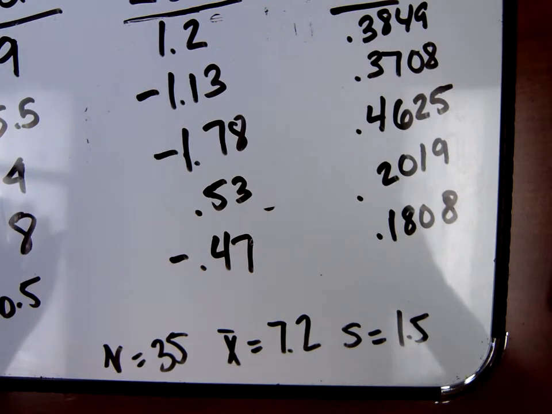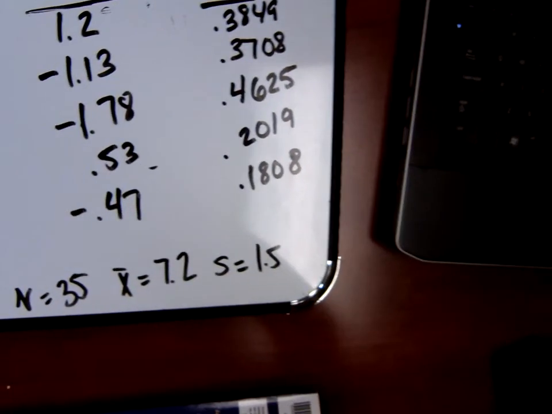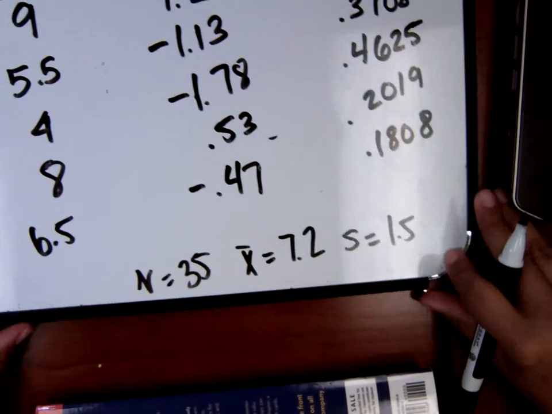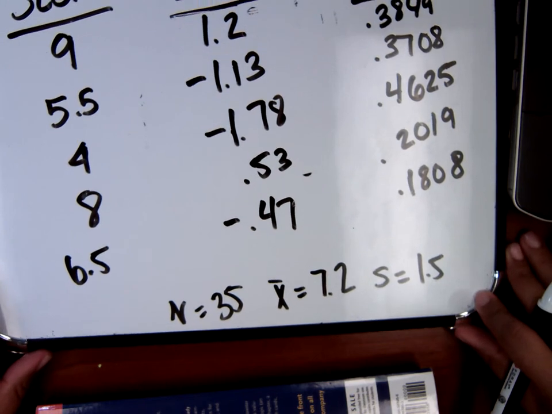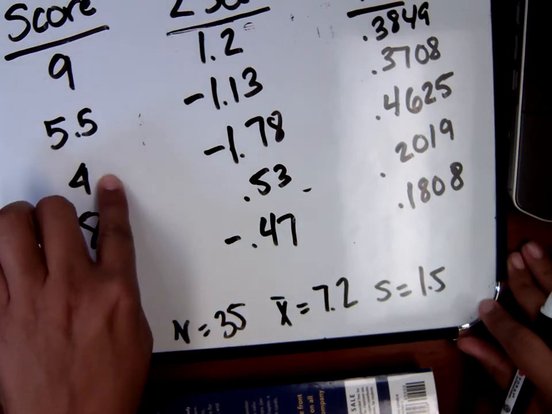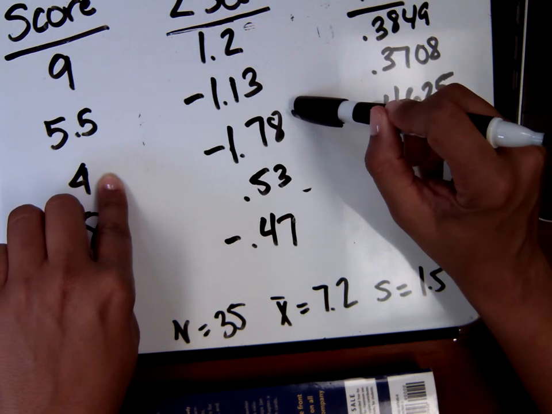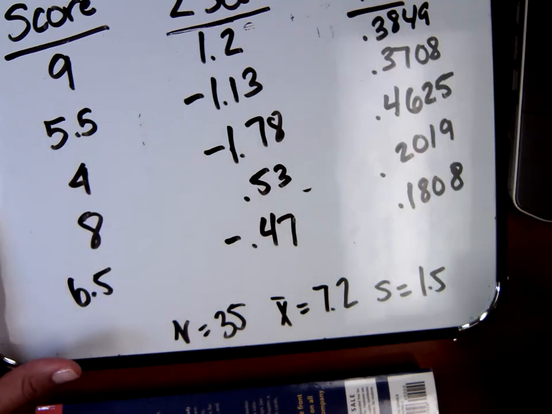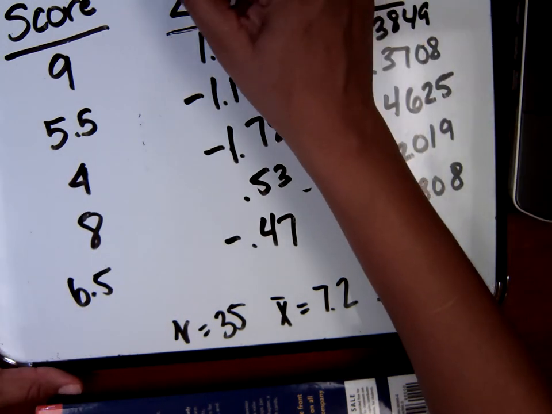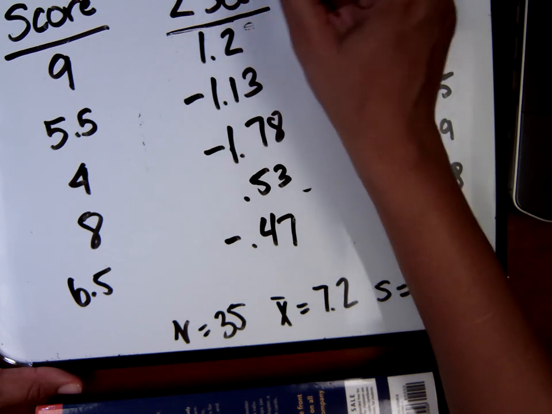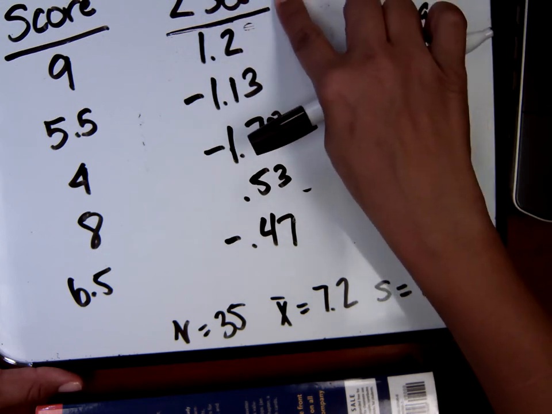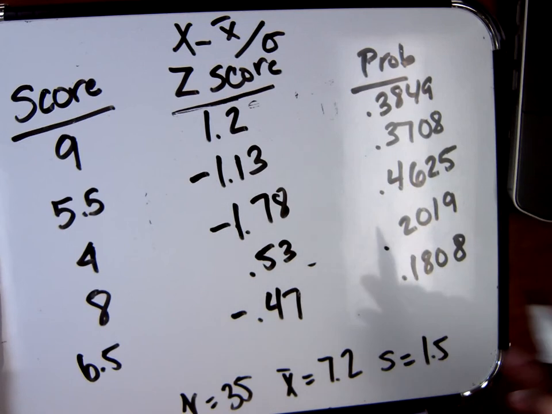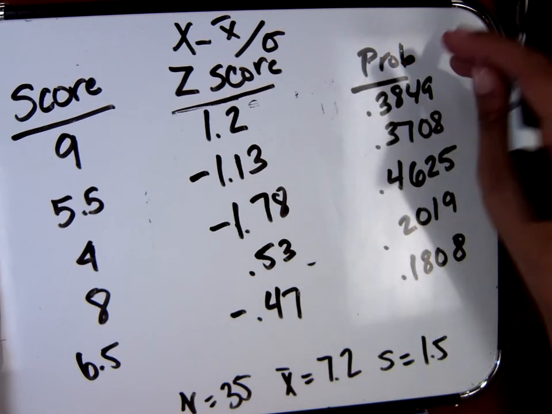Okay, so this is the solution to Handout 5.1. First you get your scores, then you convert to your z-score, and again the formula is just going to be x minus x bar over your standard deviation. That gives you the z-score, then you go into the back of the book to get the probability.